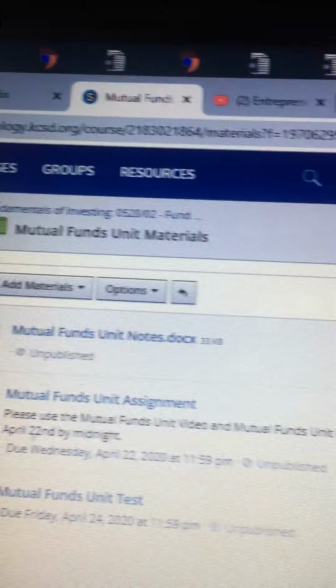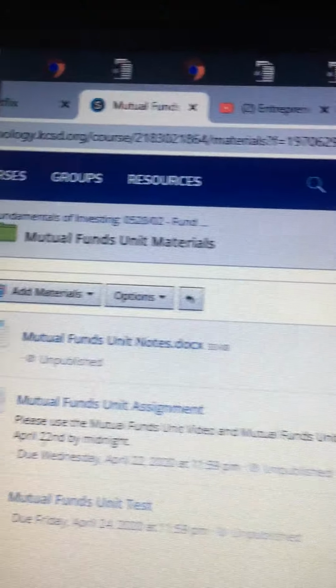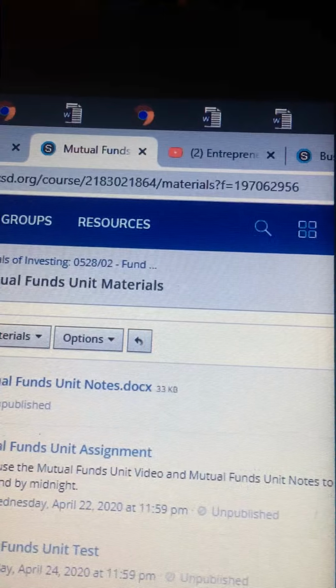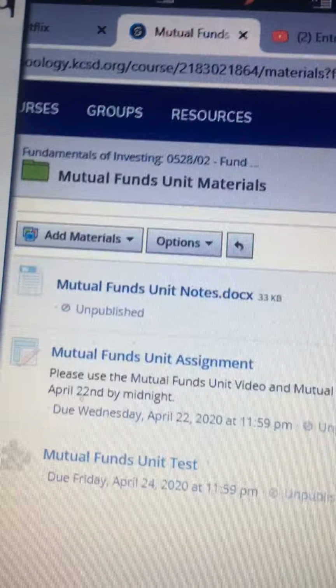I'll be monitoring my emails all day long from 8:30 until 2:30, 5 days a week. And then I'll even be checking them after 2:30 before I go to bed. So I'll be checking them 2 or 3 times between 2:30 and say 11 o'clock at night. All right. If you have any questions, please email me.